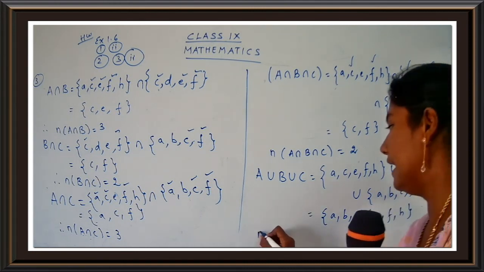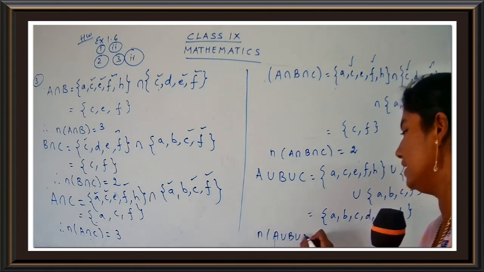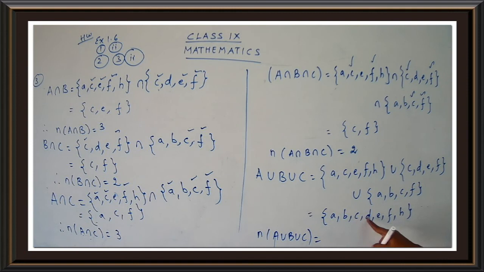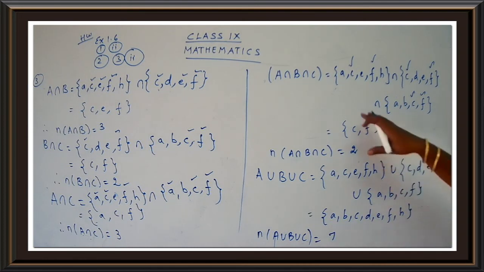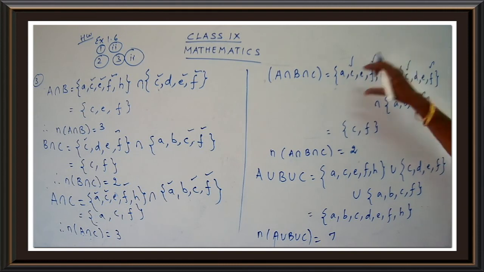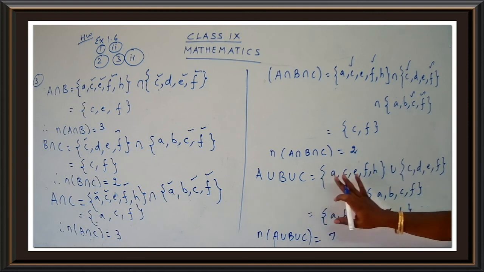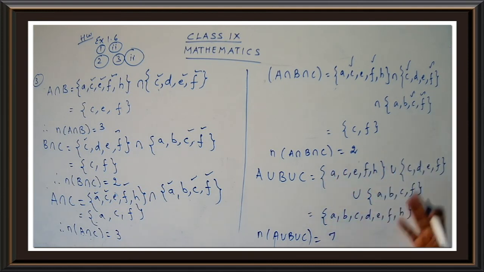So write down n of A union B union C is equal to 1, 2, 3, 4, 5, 6, 7. So n of A union B union C is equal to 7. So we are finding so many things. A intersection B intersection C means you take the common from all three sets. A union B union C means you write down all the members of A, B, C together. So I get A, B, C, D, E, F, H. How many members are here? 7. So n of A union B union C is equal to 7.